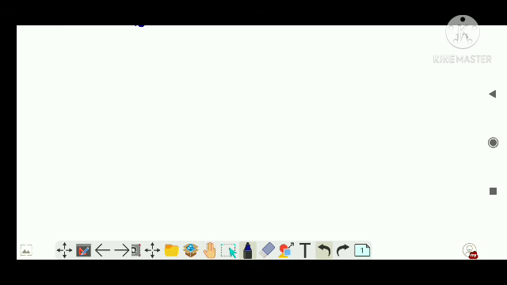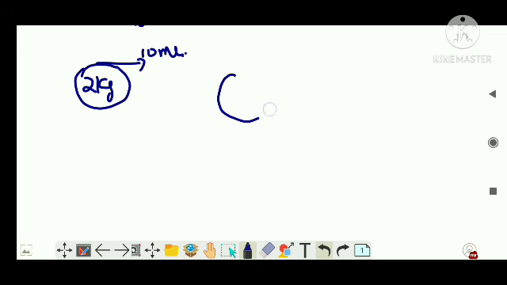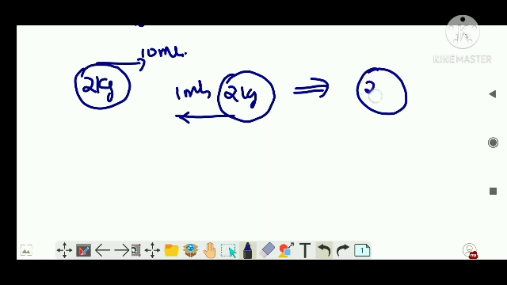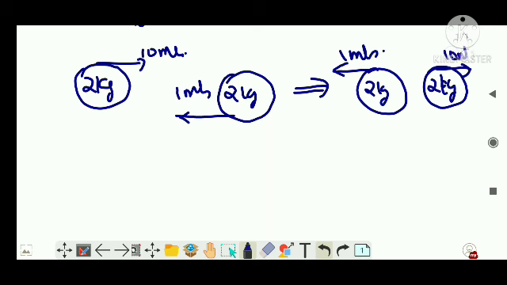Let's first understand the basics of it. Say you have a 2 kilogram mass moving with 10 meter per second, and there is another 2 kilogram mass moving in this direction with 1 meter per second. If they undergo elastic collision, then the first 2 kilogram will move with 1 meter per second in this direction, whereas the second 2 kilogram will move with 10 meter per second in this direction. They will move away from each other.